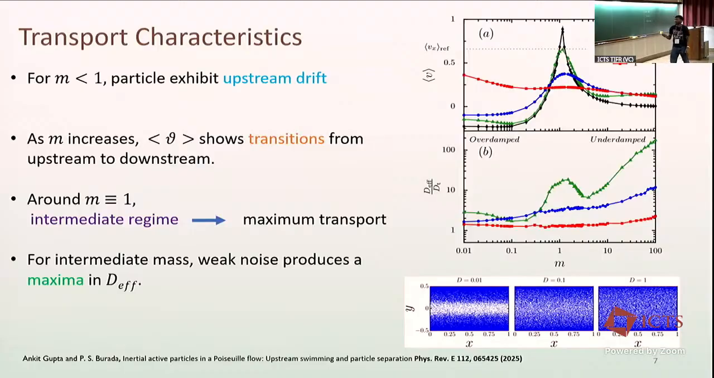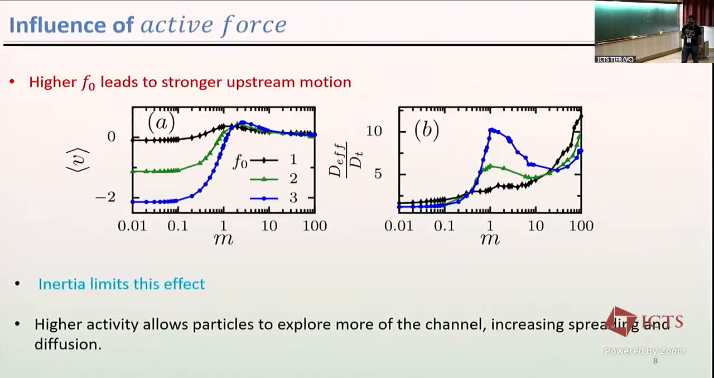These are the steady state distributions of particles along the channel for different noise strengths. For lower noise strength, particles accumulate near the walls and move along them, but at higher noise strength the distribution of particles is uniform across the channel. So here we observe the effect of activity.